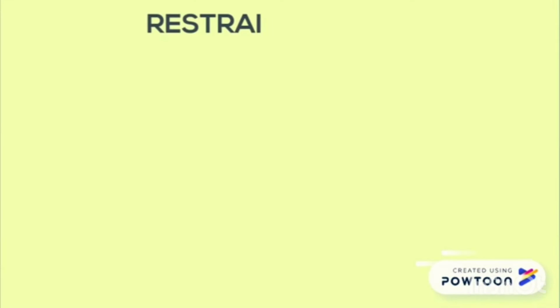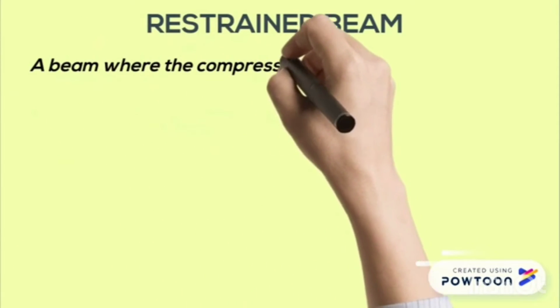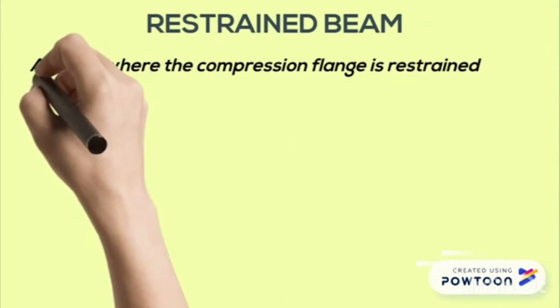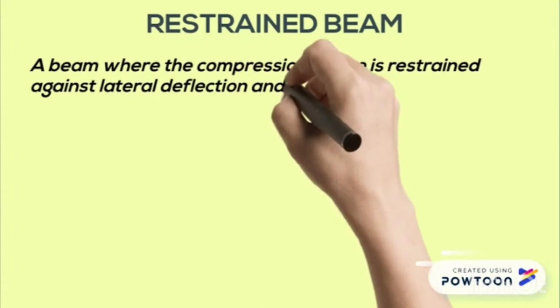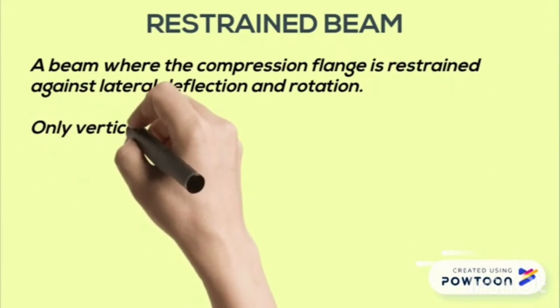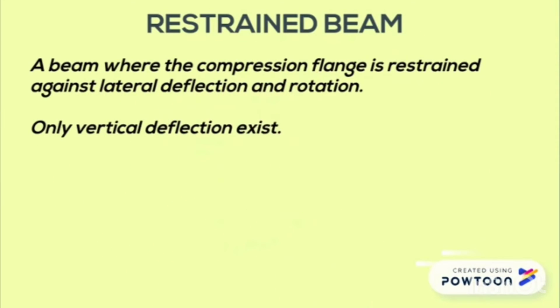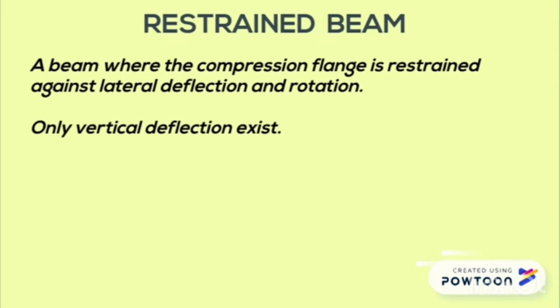First, let us go through the restrained beam. A restrained beam is a beam where the compression flange is restrained against lateral deflection and rotation. In a restrained beam, only vertical deflection exists when subjected to load. The restrained beam can be categorized into two.